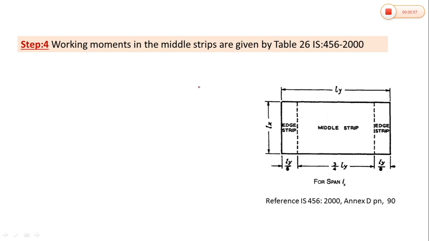Here we can see the diagram. As we know, we are doing the analysis for the two-way slab, and in a two-way slab, in both orthogonal directions, in the x direction as well as in the y direction, we are going to provide the strands or tendons. So we do the analysis one by one. First of all, we are going to find out the moments for span Lx. This is the diagram for span Lx given in IS 456 2000, Annexure D, page number 90.